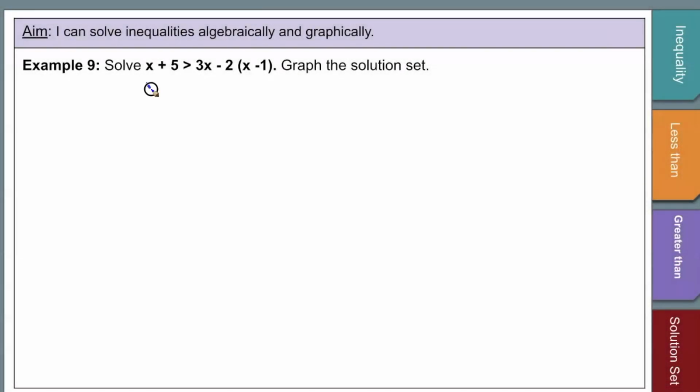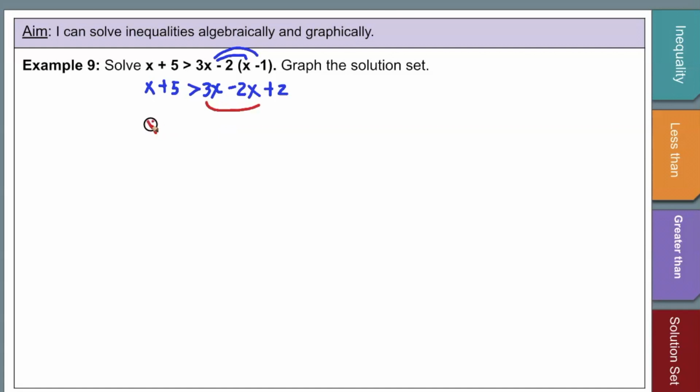Let's try to solve an inequality with a parenthesis on one side. Solve x plus 5 greater than 3x minus 2 times parentheses x minus 1. Graph the solution set. First, we are going to distribute the negative 2 to each term inside the parentheses. That should give us x plus 5 greater than 3x minus 2x because negative 2 times x is negative 2x, and then negative 2 times negative 1 is positive 2.